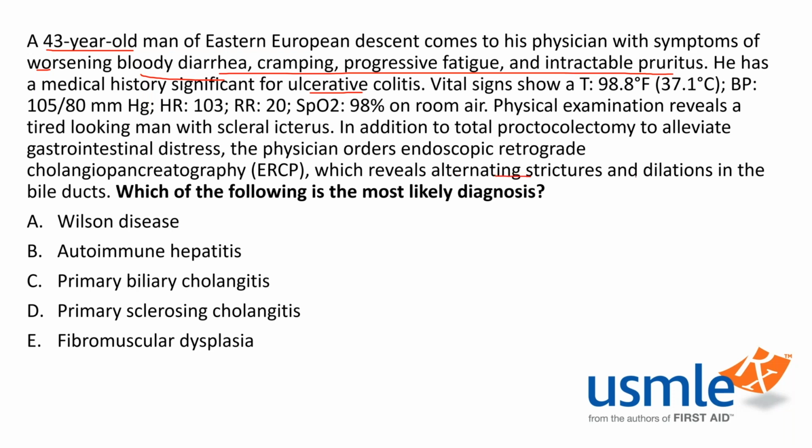So for this one, they want to know the diagnosis. Last question, they want to know the lab findings. And here we have Wilson's disease, autoimmune hepatitis, primary biliary cholangitis, primary sclerosing cholangitis, and then fibromuscular dysplasia. So we'll give you a chance to think about that and then pick an answer.